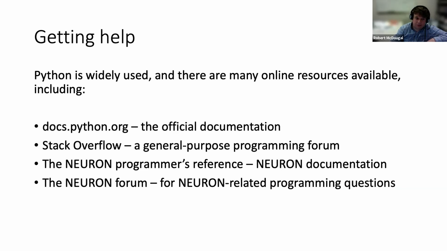If that doesn't give you what you need, there's a ton of documentation available in general about Python and how to use Python. The official documentation is great. It's docs.python.org. Stack Overflow, if you haven't discovered Stack Overflow yet, it's amazing. If you Google a question about programming, it's almost certainly going to be one of the top hits. We've already seen the Neuron Programmer's Reference, and I think you've also seen the Neuron Forum as well.